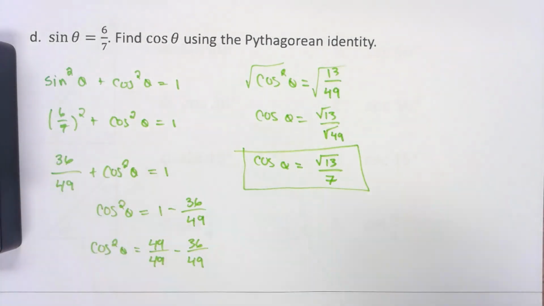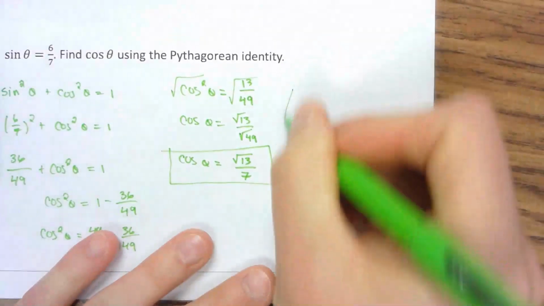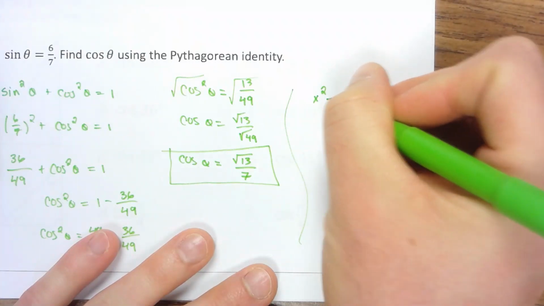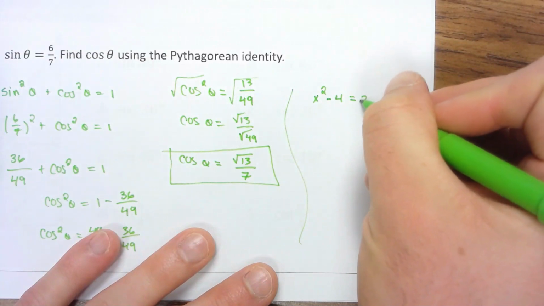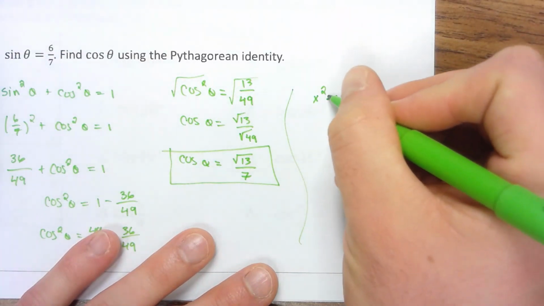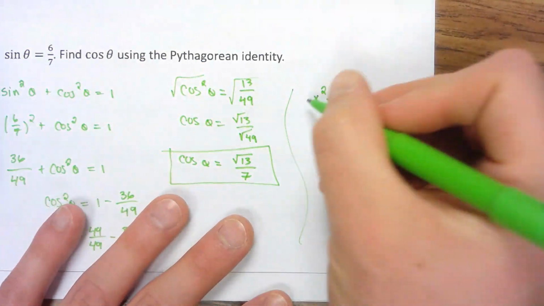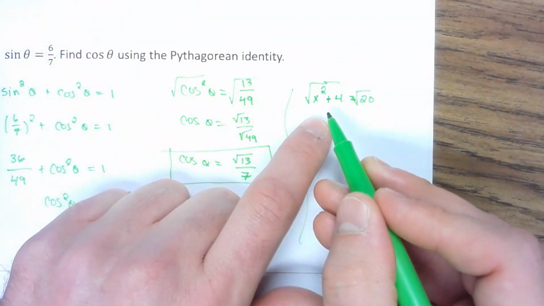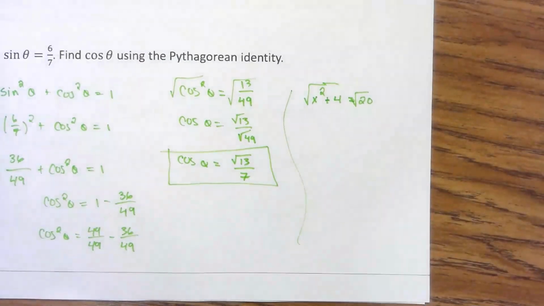Don't want to square root. Think about when we're solving. Let's just take an x squared plus 4 equals 20. So if I were to square root both sides right now, and I'm trying to think about what times itself is x squared plus 4, I have no idea, right?